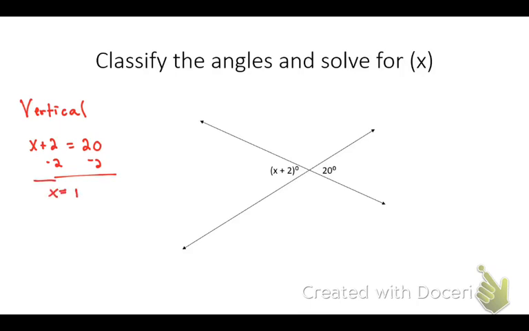Now, if you do this mental math, that will be fine as well, okay? But you just need to understand that the value for x has to make it true. So 18 plus 2 is 20, all right? So that's why it was 18. Okay, you have a section like this on your test tomorrow. Any questions?